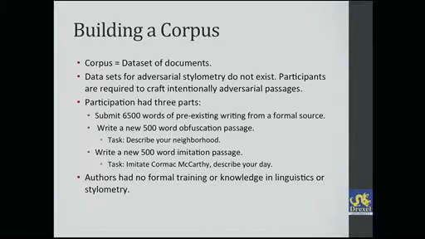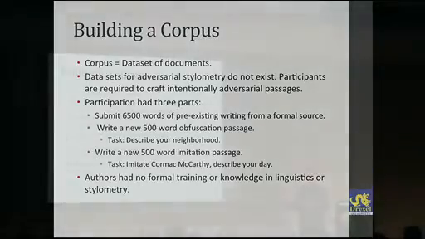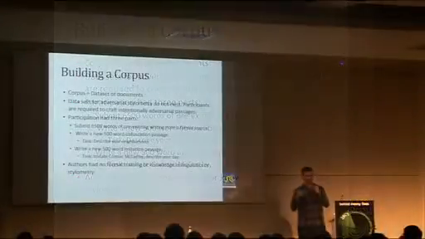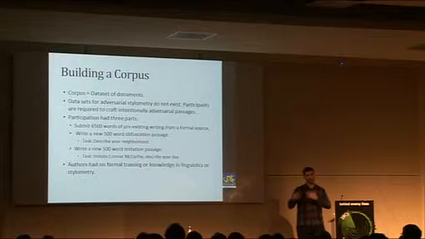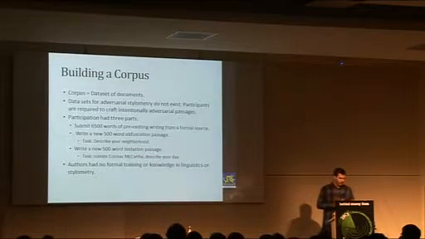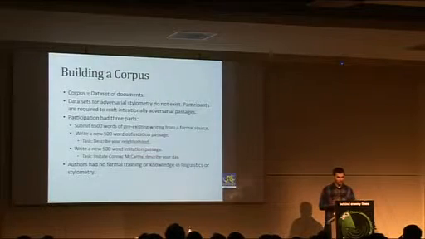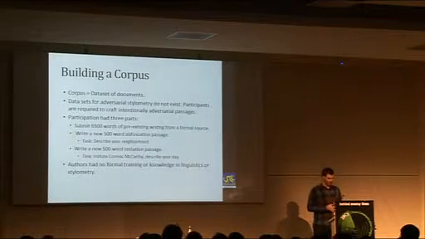So we ask people to submit 6,500 words of existing writing that's not modified. We ask them to write a 500-word obfuscation passage, where they try and just hide their writing style by any means necessary. We ask them to write a 500-word imitation passage, where they try to imitate the work of Cormac McCarthy. And Cormac McCarthy, by the way, has written a couple books like The Road and No Country for Old Men, so we picked an author just that people could kind of sink their teeth into and kind of get a feel for. And then, the authors here had no formal training or knowledge in linguistics or in stylometry.